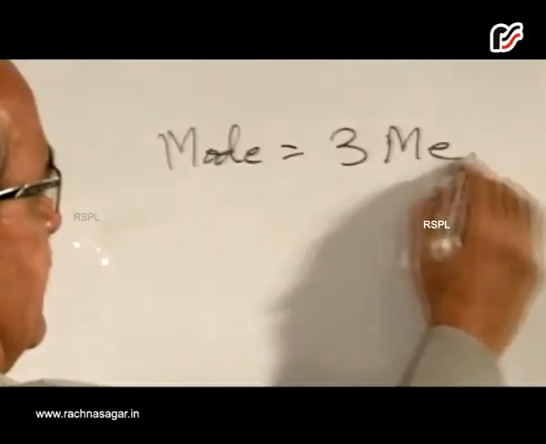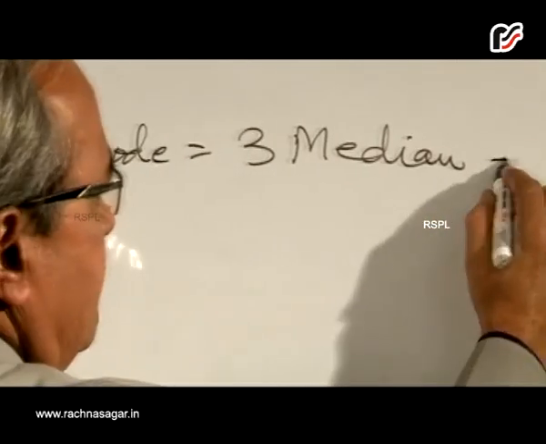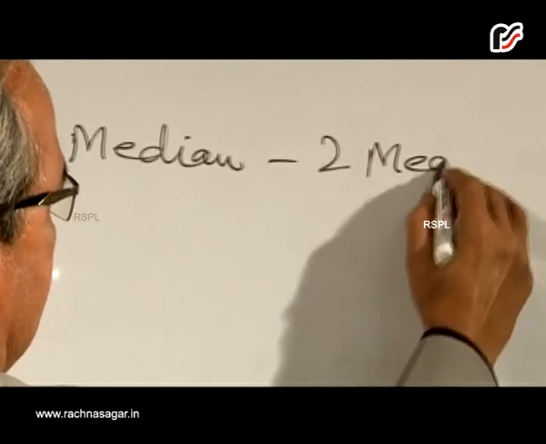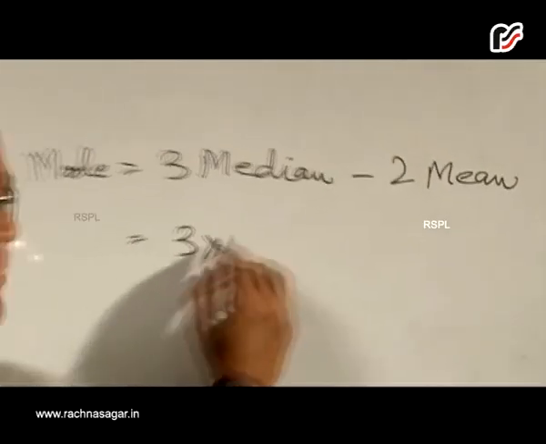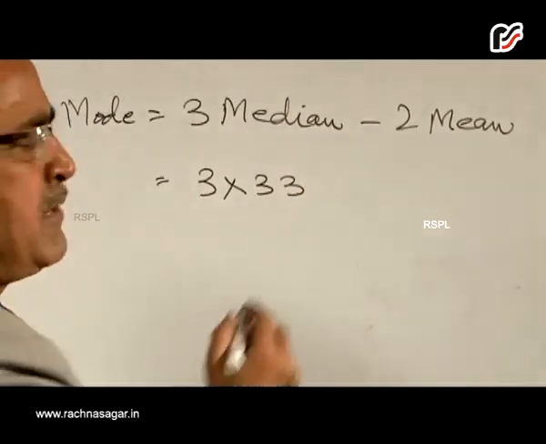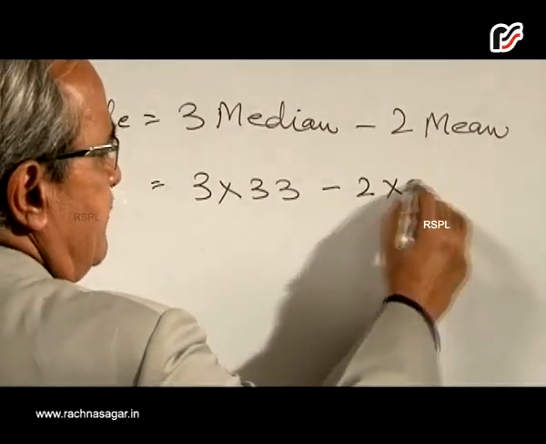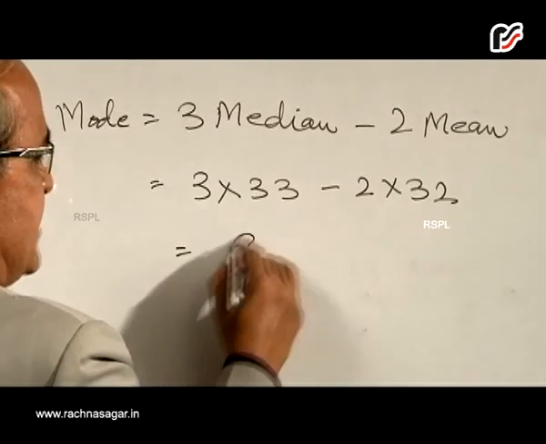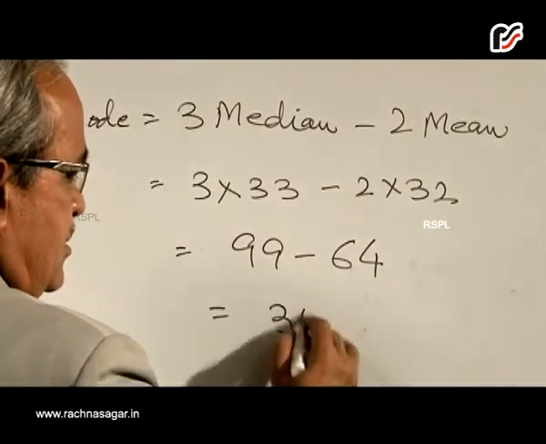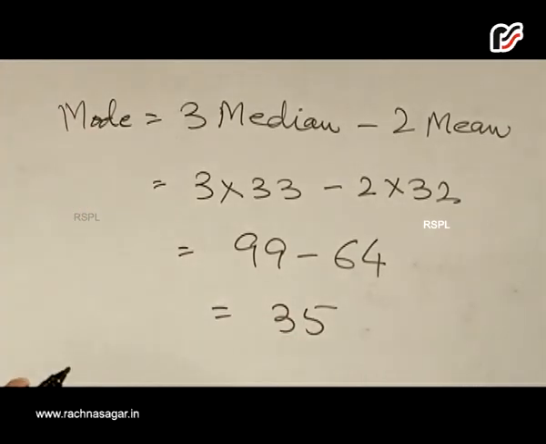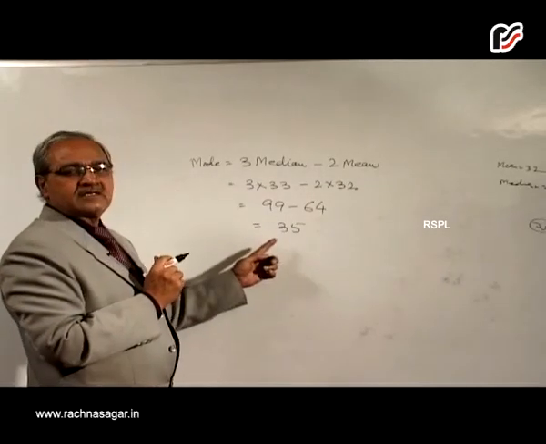So we use the empirical formula, and the formula is mode is 3 median minus 2 mean. We substitute the values. 3 into median is 33 minus 2 into 32, that is 99 minus 64, so we get 35. Hence mode is 35.